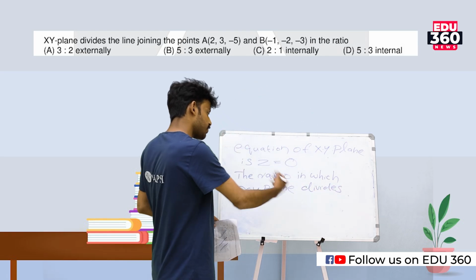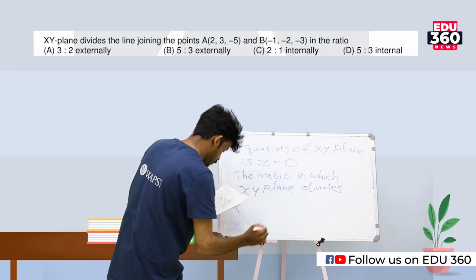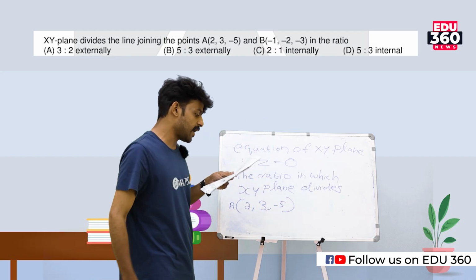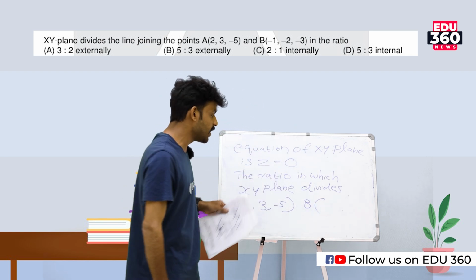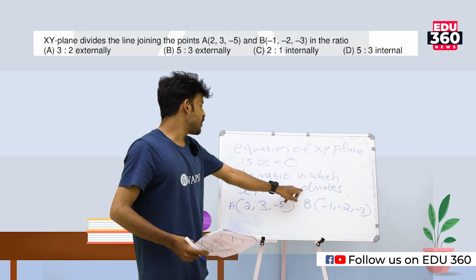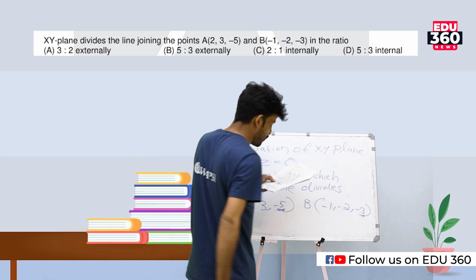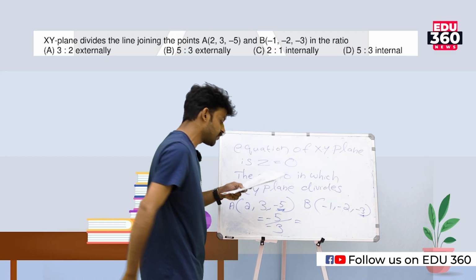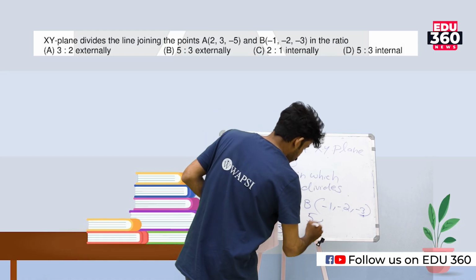So let me write the points once again. A is equal to 2, 3, minus 5. And B is equal to minus 1, minus 2, minus 3. So the ratio in which XY plane divides is, just look at Z, minus 5 by minus 3. So we can cancel the negative sign. So the answer is 5 by 3.